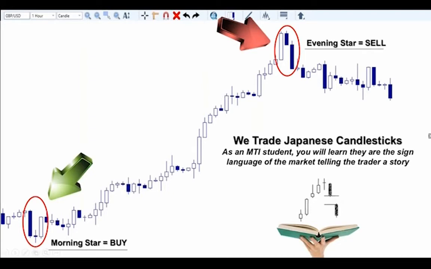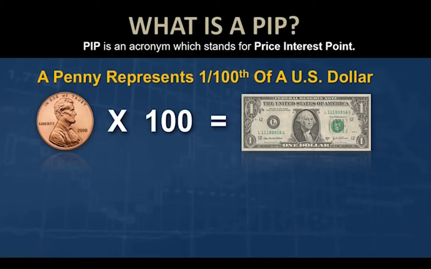Now, there's two more quick things we need to learn before we actually start trading in this market. You need to know what a PIP is. Now, PIP, P-I-P, it is an acronym. It stands for price, interest, point. Now, let me break this down as simply as I can. Most of you here in the room today, you probably already know that there are 100 pennies in a US dollar. So basically a penny, it represents 1/100th of a US dollar.